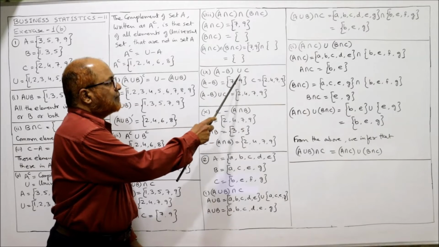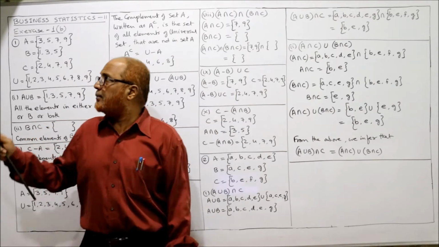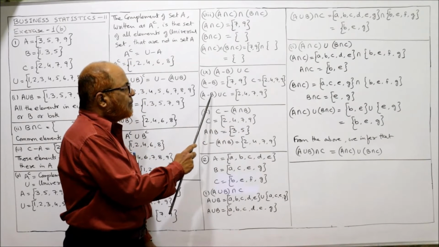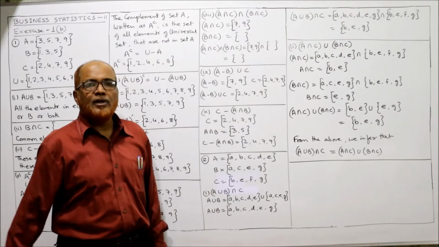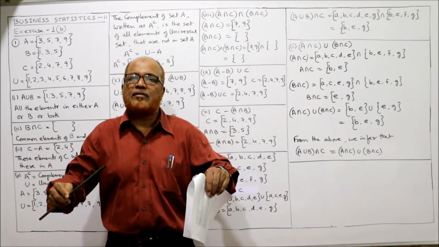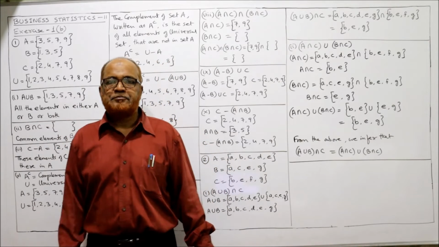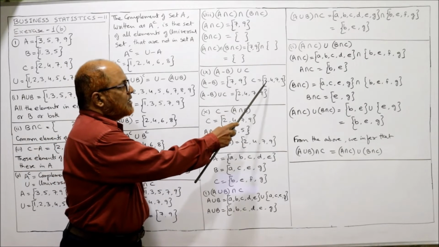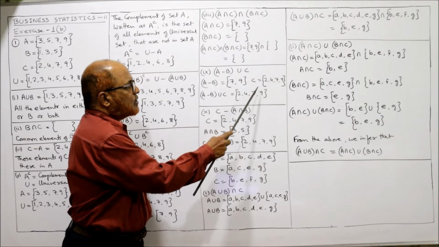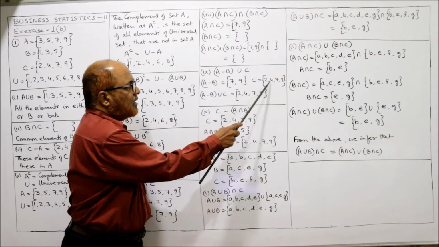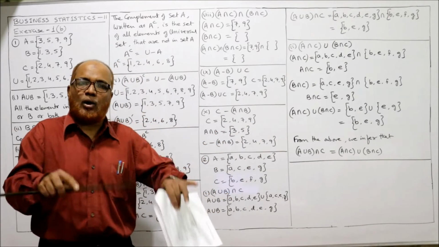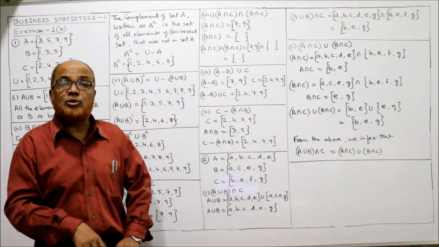Union C. C elements are 2, 4, 7, 9. Now we need A minus B union C. Union means all the elements of A minus B and C. So A minus B is 7, 9 and C is 2, 4, 7, 9. So 2, 4, 7, 9. 2, 4 are here in C and 7, 9 is there in both. So we have taken all the elements of A minus B and also C. This is the 9th point.